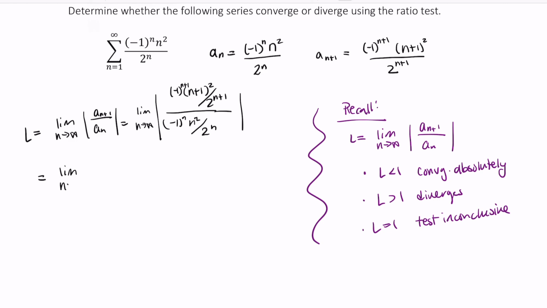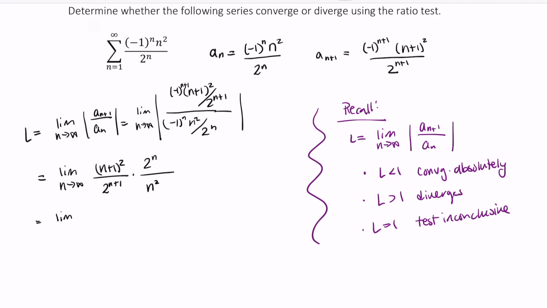We can simplify this a bit to be, I forgot my limit notation, the limit as n approaches infinity of n plus 1 squared over 2 to the n plus 1 times 2 to the n over n squared. Now, if you're wondering what happened to those negatives in the absolute value, just notice that whether this ratio is a negative 1 over a positive 1 or a positive 1 over a negative 1, the absolute value will ensure it's positive. All right, let's keep going.